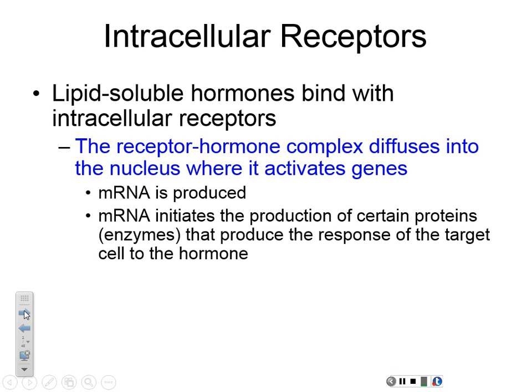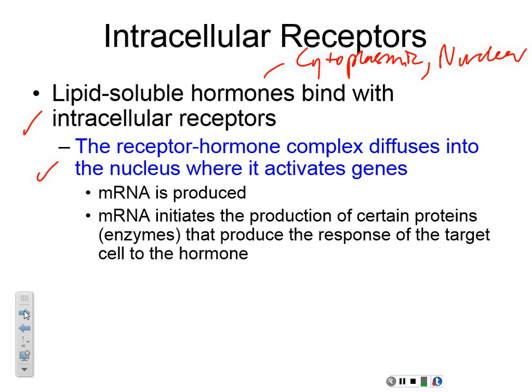Does anybody remember which and which? Yes, cytoplasmic. So that means this receptor will be in the cytoplasm, and the other one is nuclear. Yes. Okay, so it's called nuclear receptor. Okay, so today I'll show you a cartoon of one that attaches to a cytoplasmic receptor.